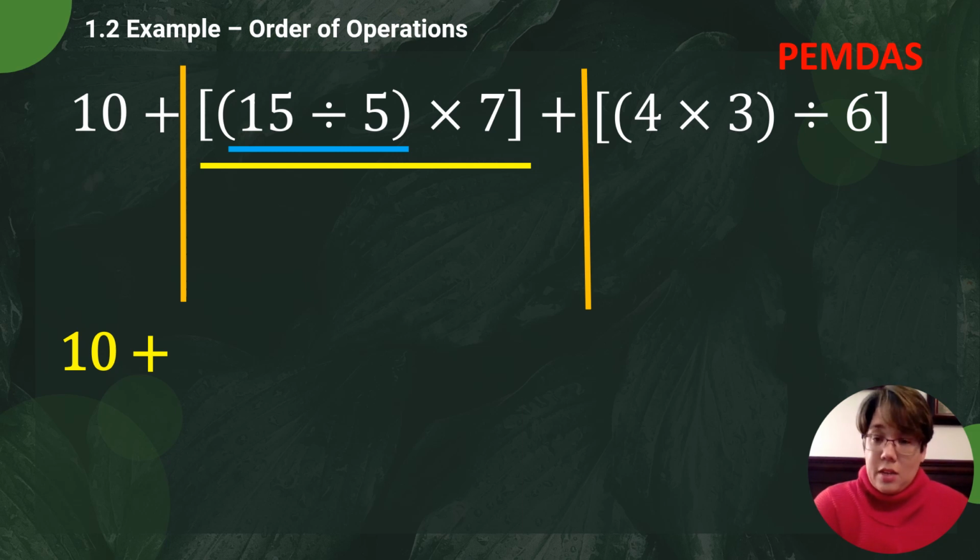No, I don't have any more parentheses. Good, you can go on now. Inside there, do you have exponents? No. Do you have multiplication or division? Yes. Then do it. So I have 15 divided by 5. So I can do that division. 15 divided by 5 is 3.